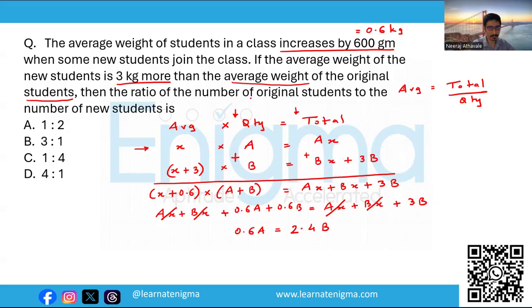Now we want the ratio of the number of original students to the number of new students. That means we want the ratio of A by B. So therefore it will become 2.4 upon 0.6, which we can reduce to 4:1. And therefore the answer will be option B.